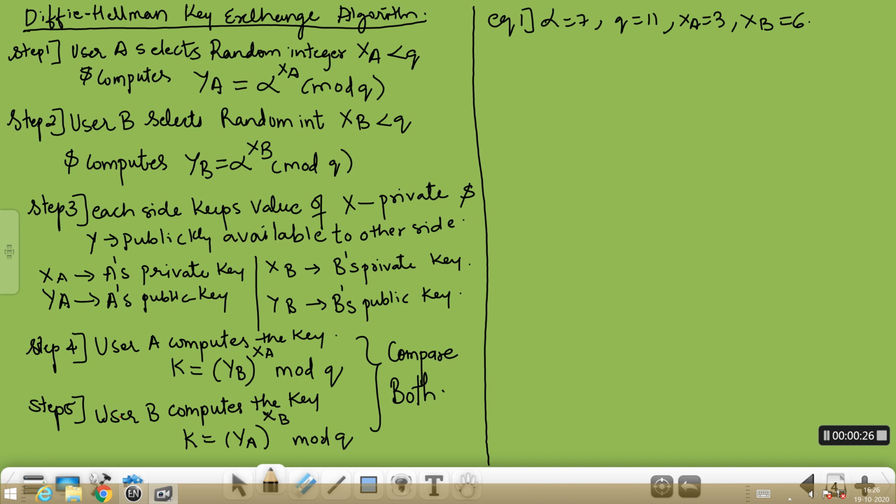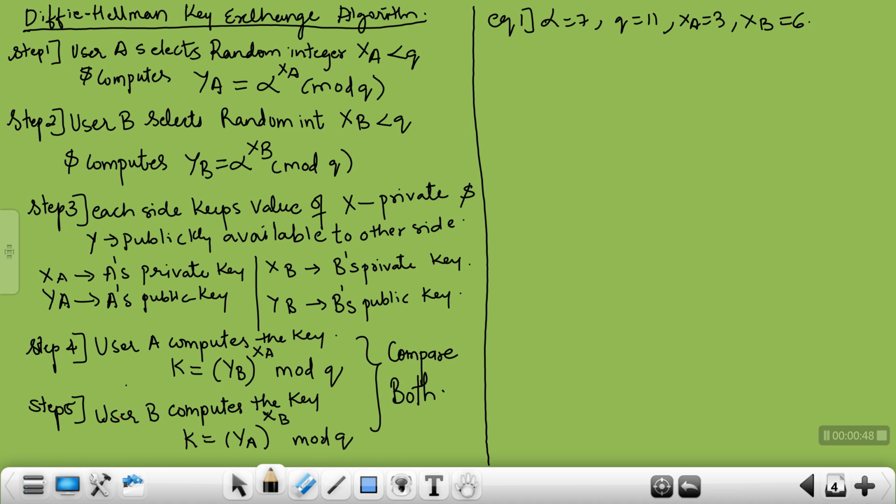So we need to learn what is discrete logarithm and how to use this discrete logarithm to solve the Diffie Hellman algorithm. So let us start with today's class. Today we are going to learn the Diffie Hellman key exchange algorithm. This algorithm is basically used for exchange of keys between the sender and the receiver.